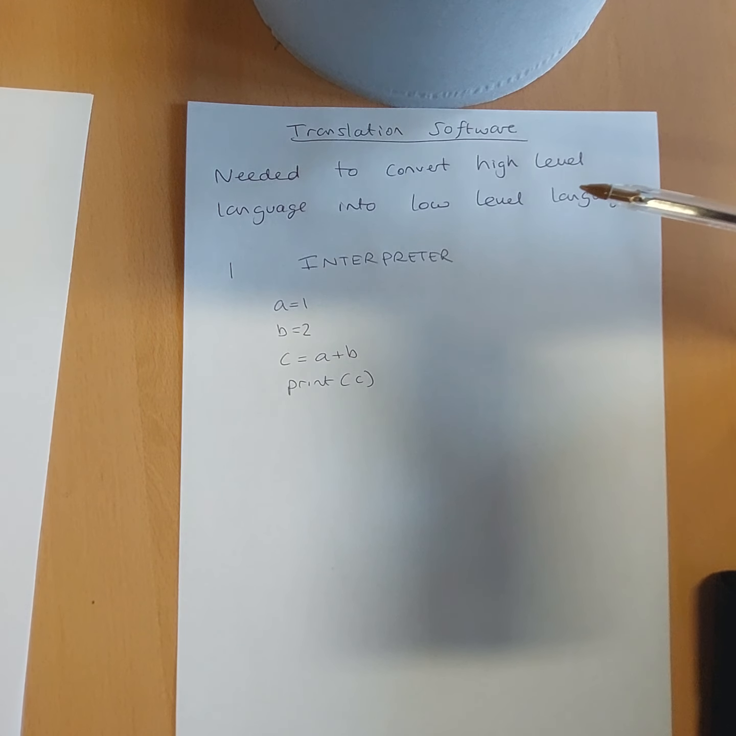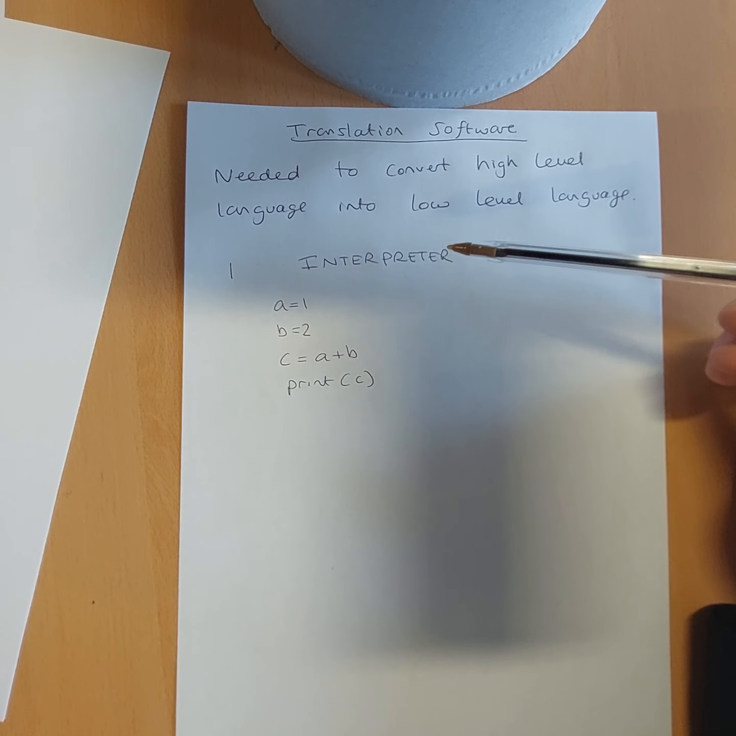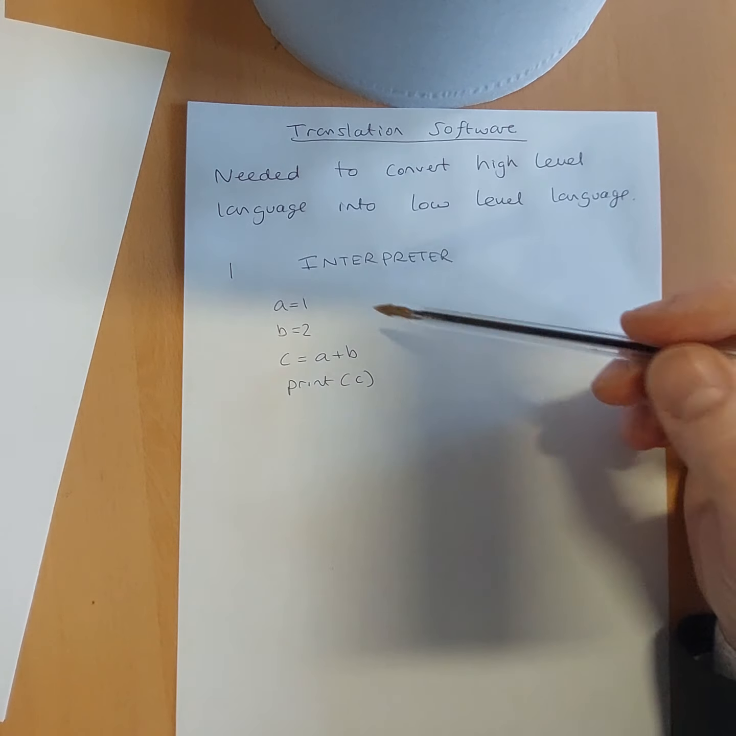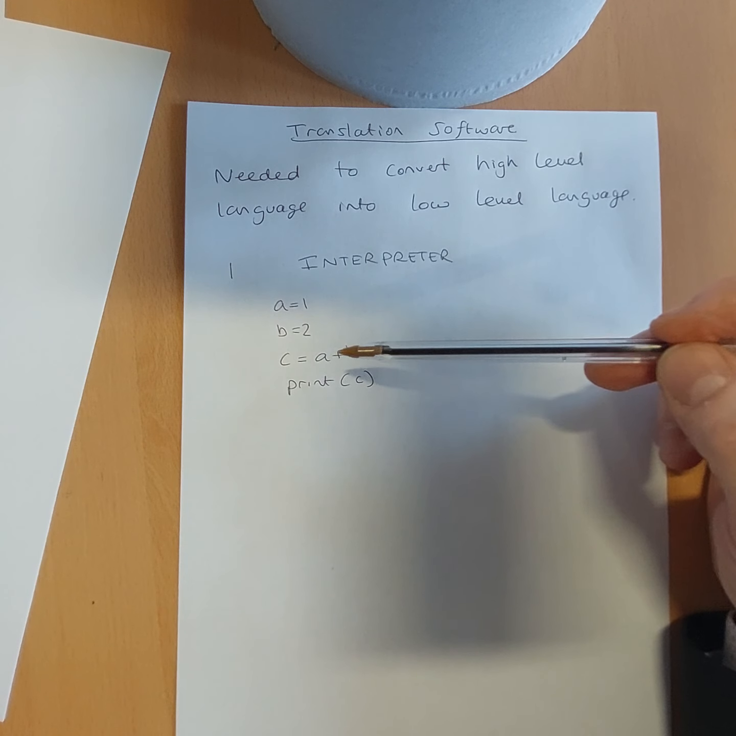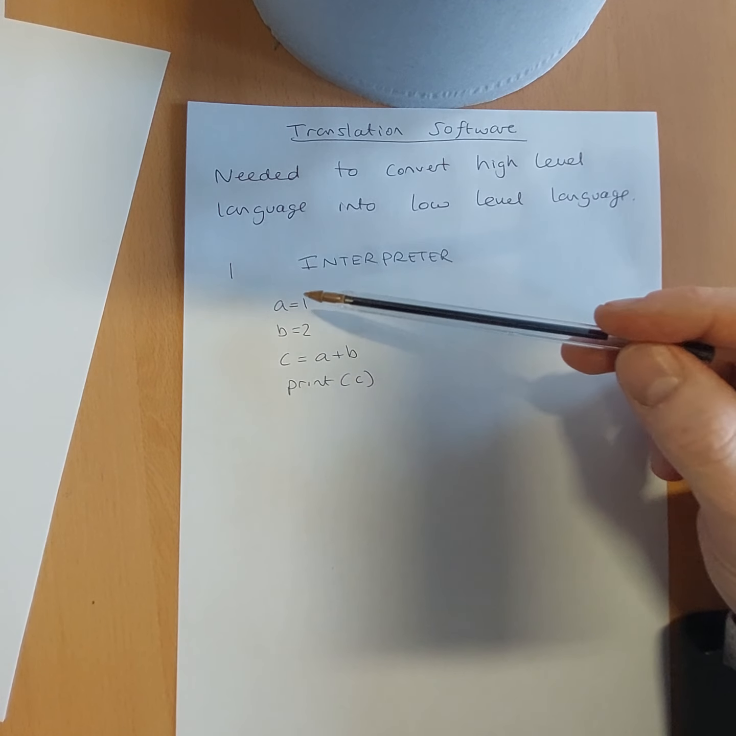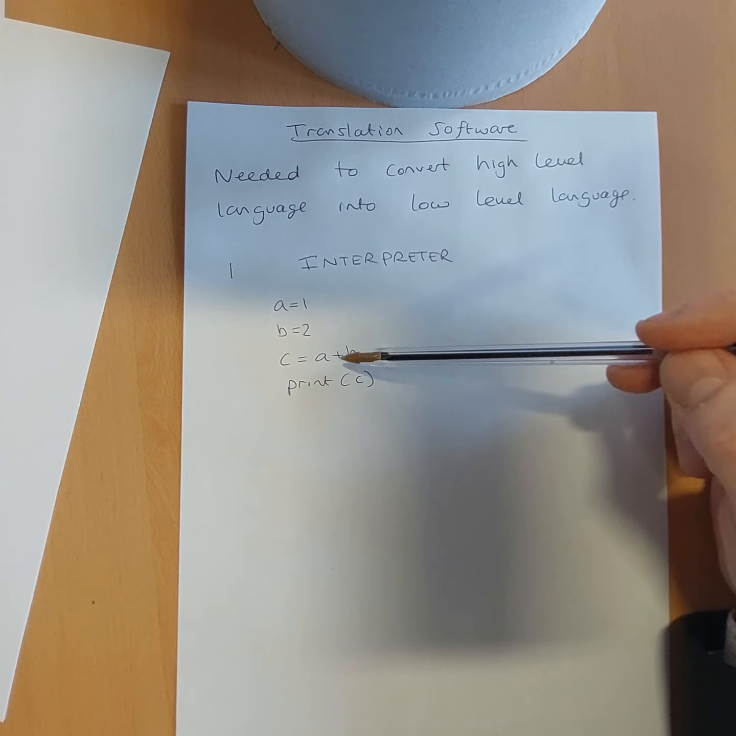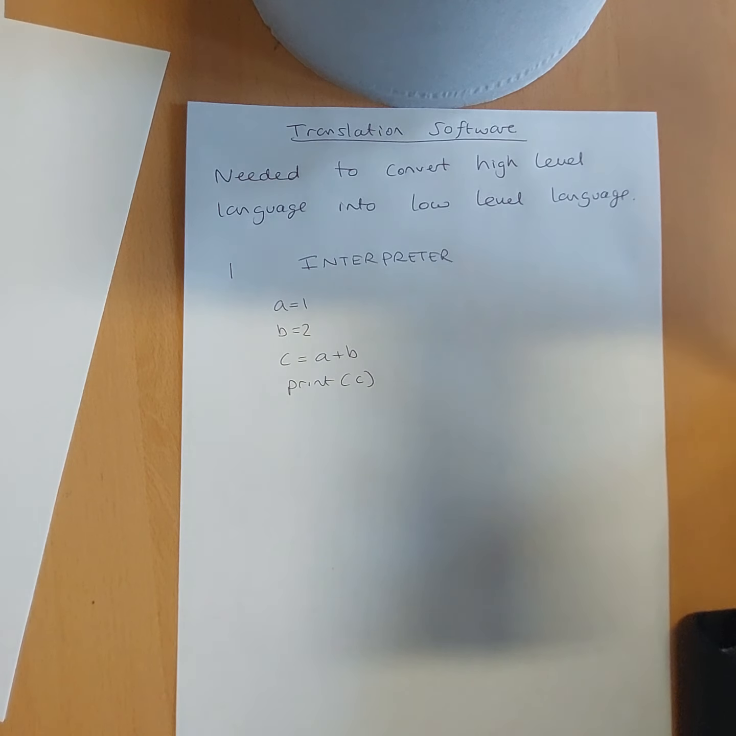So we're taking our statement print hello, and we need to turn that into the ones and zeros so it will run on the computer, into machine code. Let's look at the first one. The first one's called an interpreter. I've got some Python code here: a equals 1, b equals 2, c equals a plus b, print c. It's going to take a and b, add them together, and then output it on the screen.